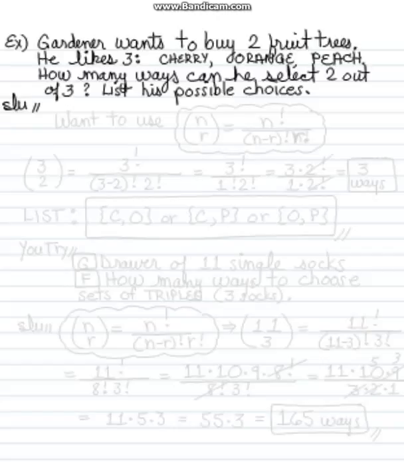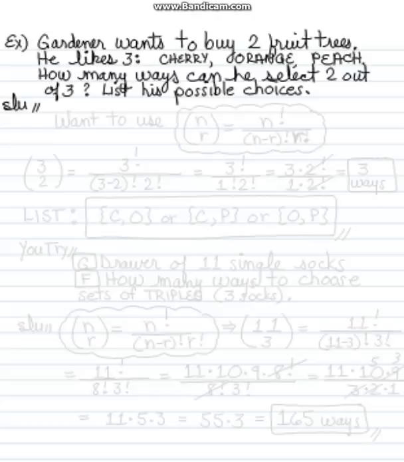Okay, I'm thinking about my orchard now. A gardener wants to buy 2 fruit trees. He likes 3 of them: the cherry, the orange, and the peach. How many ways can he select 2 out of the 3 different trees? How many different ways can he arrange them when he selects 2 out of the 3 trees? Well, and list his possible choices.